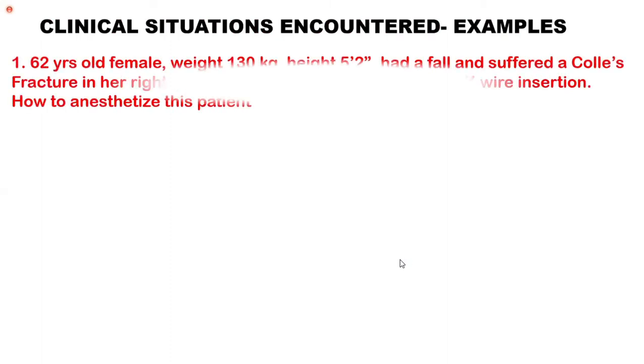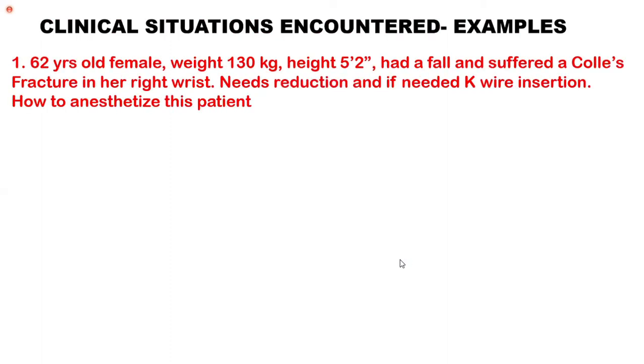Now, clinical situations encountered, some examples. A 62-year-old female, 130 kg, height 5 feet 2 inches, had a fall and suffered a fracture in her right wrist. Needs reduction with a K-wire insertion. How will you anesthetize this patient? Any idea? This is one of the clinical situations that you can get in the exam as a theory question, or sometimes in a scenario also.